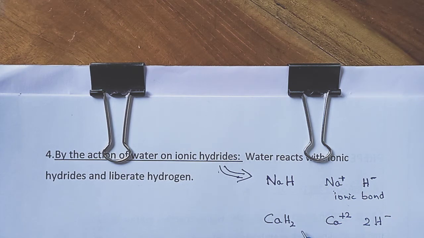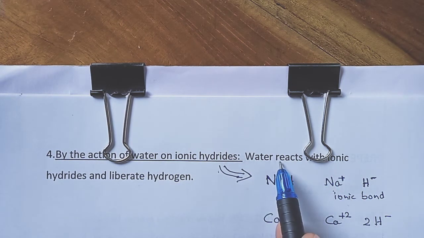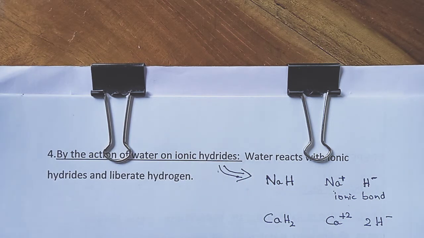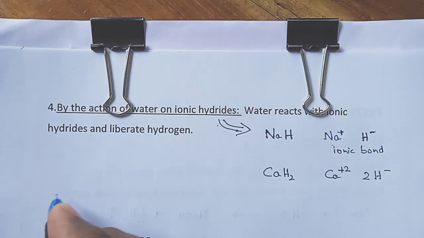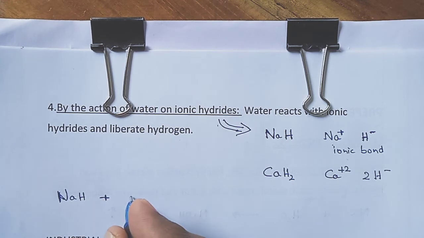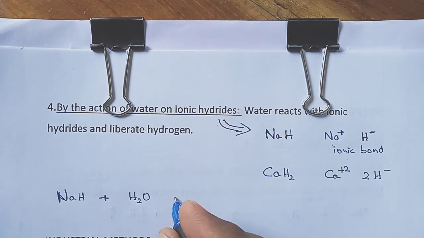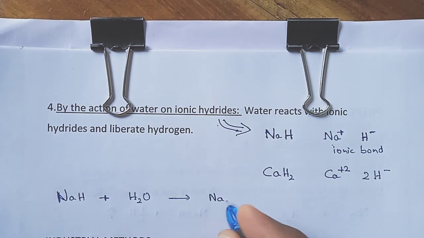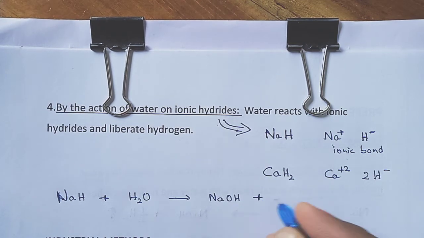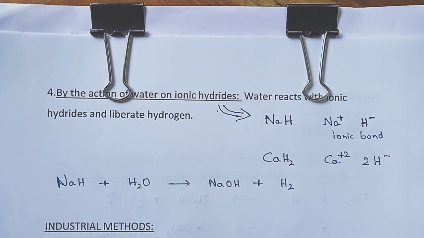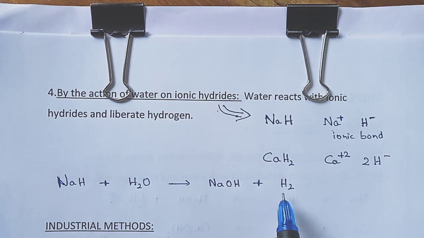Now here the point is, when ionic hydrides react with water, hydrogen gas is liberated. Let us see the examples. Consider sodium hydride, NaH. It is made to dissolve in water. This is a solid, it is dissolved in water. Then immediately sodium hydroxide and hydrogen gas is produced. Here there are 3 hydrogens. Here also there are 3 hydrogens. Everything is balanced. So hydrogen gas is produced.